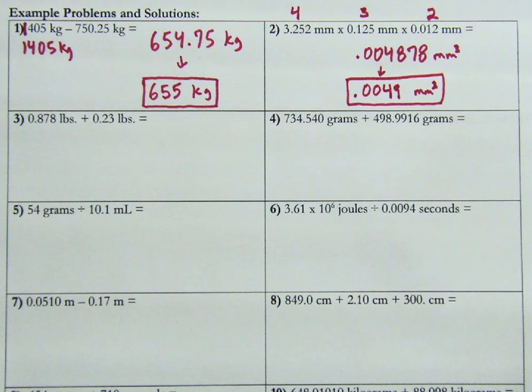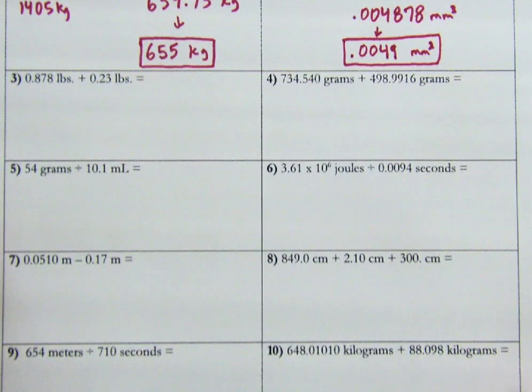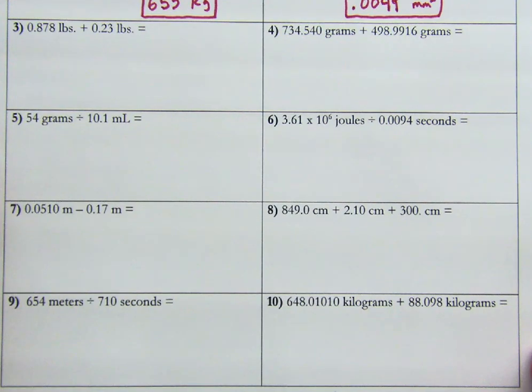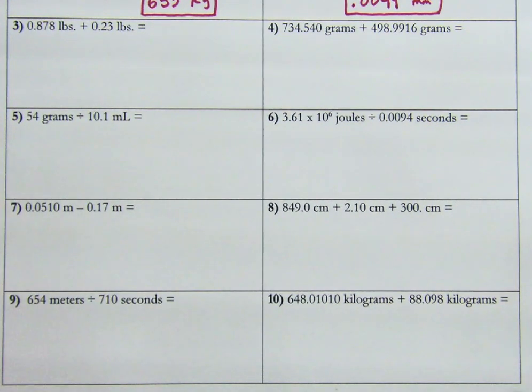So if you want to pause the video and try the other problems, there are a total of 10 of them here that I'm going to be going through. If you want to solve these problems, again, just plug them into your calculator and write down what your calculator says. Then figure out how you would round that to correct sig figs. Okay, and I'm about to do exactly that. I'm going to write down what the calculator says for each one, and then I'm going to round it to correct sig figs.